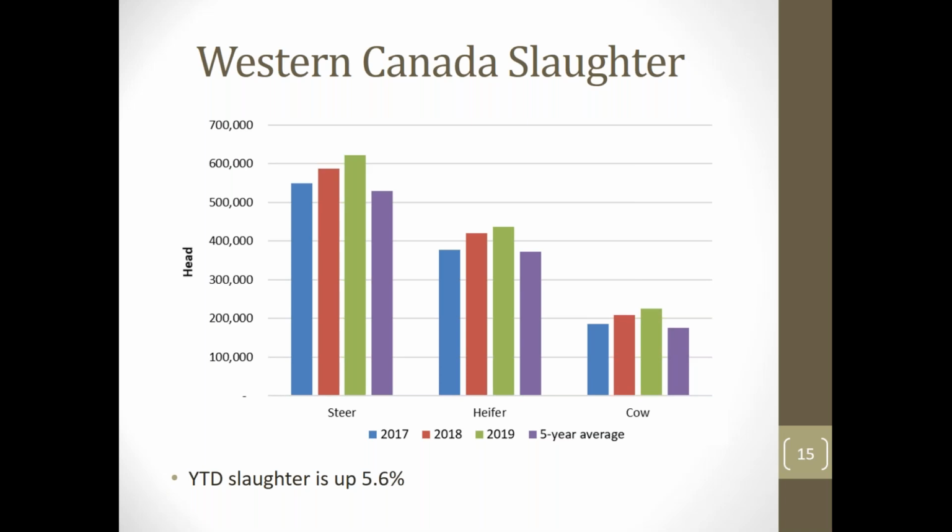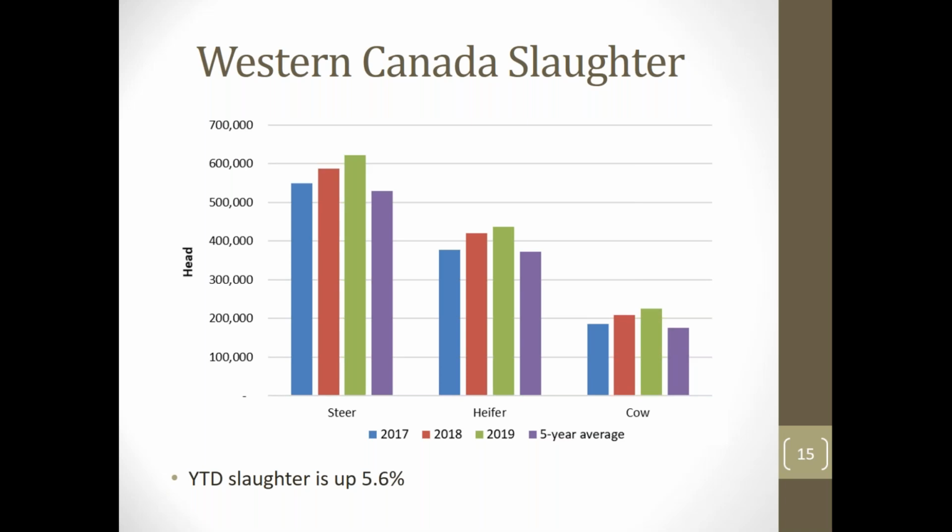If we compare Western Canada to Canada as a whole, slaughter's up just under 6% for steers at the Canadian level. Heifers are just over 5%. Cows are up at 6%. And that puts the total slaughter for Canada at 1.66 million head, which is again just about 6% above 2018.